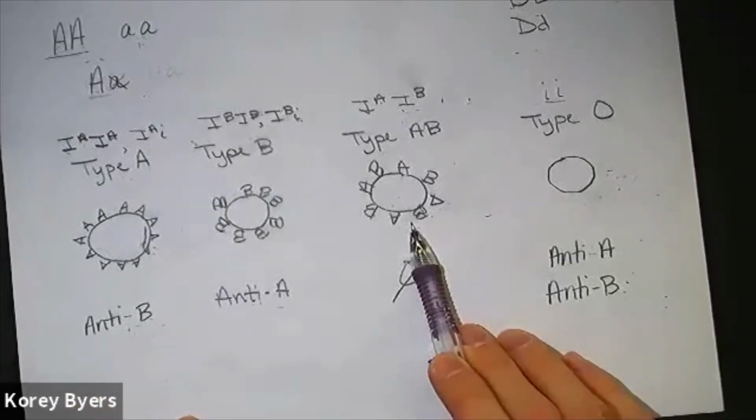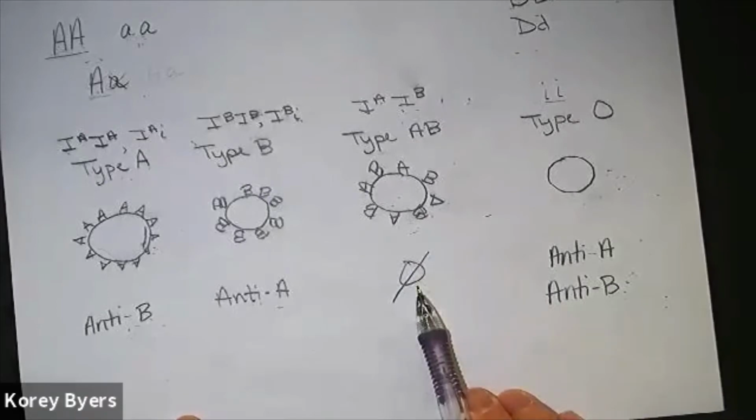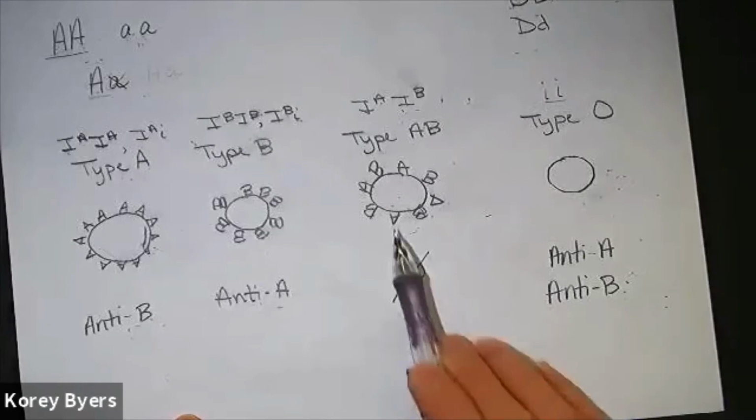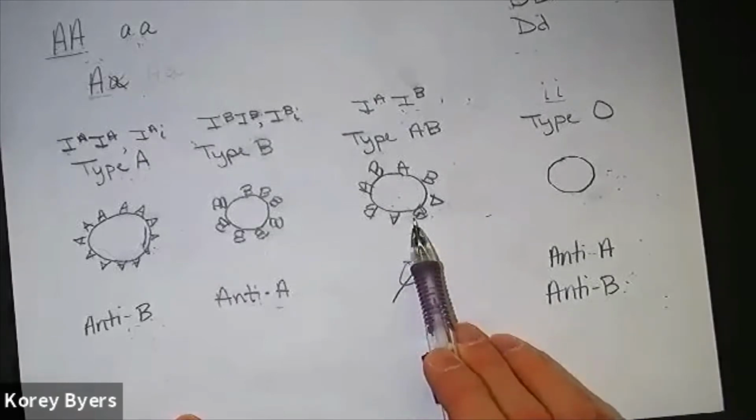AB, because they don't have any antibodies, they can receive blood from anybody. However, because their blood has A and B on it, they can only give to AB people.